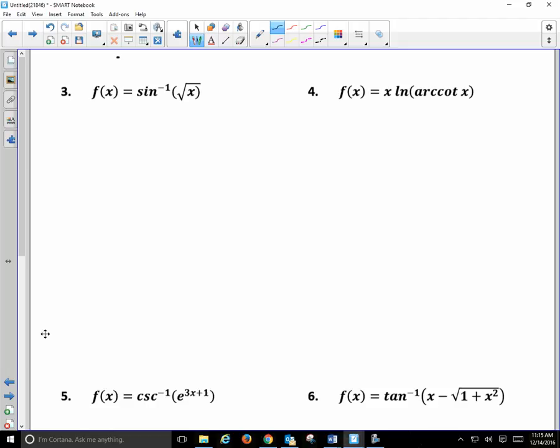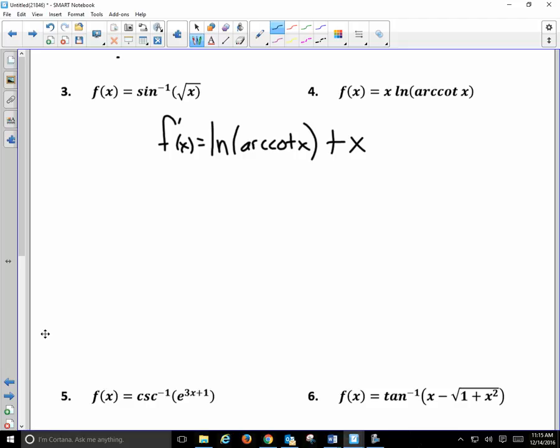Okay, now let's get a little bit more difficult. What about number 4? What rule? Product. Very good. So I take the derivative of x, which is 1, times the natural log of arc cotangent of x. Plus x times the derivative of natural log of arc cotan.